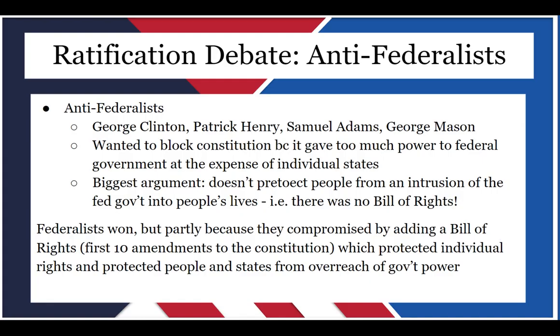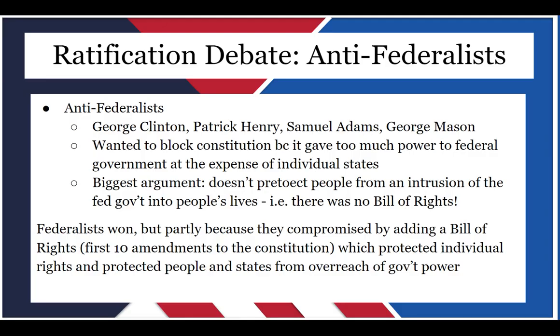Okay, so the Anti-Federalists, of course, as you might imagine, were those who opposed the Constitution. People like George Clinton, Patrick Henry, Samuel Adams, George Mason. They wanted to block the Constitution. They felt that it had gone too far. Now, we mentioned one issue of the Articles of Confederation is the federal government had very little power to do almost anything. Well, the Anti-Federalists say we've overcorrected. This gives way too much power to the federal government, and this is at the expense of individual states.